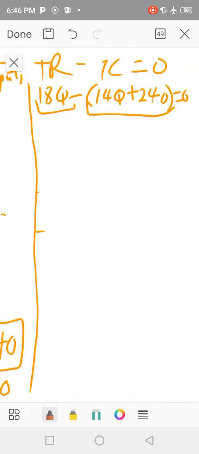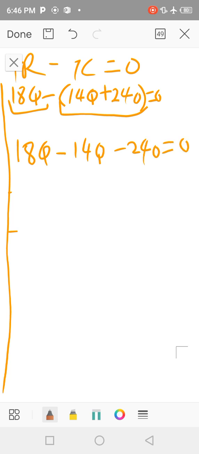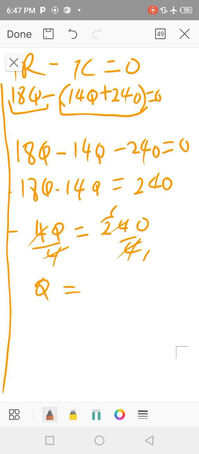The next thing to do is to simplify further: 18Q minus 14Q, opening the bracket, minus 240 is equal to 0. So we have 18Q minus 14Q is equal to 240, collecting the like terms. So 18Q minus 14Q is 4Q, which is equal to 240. Divided by 4, Q is equal to 60 units.